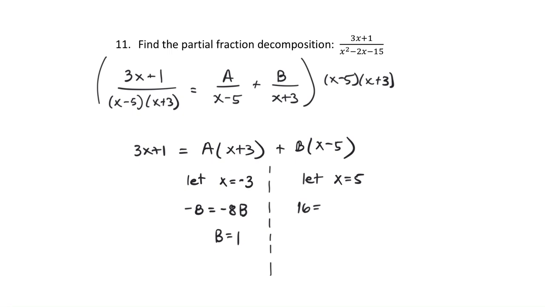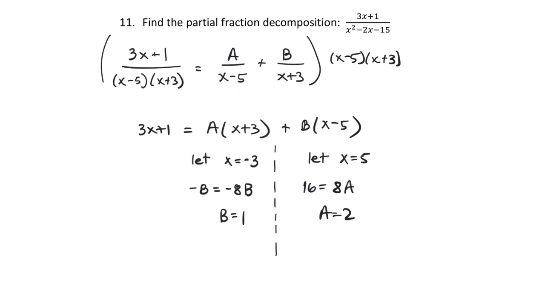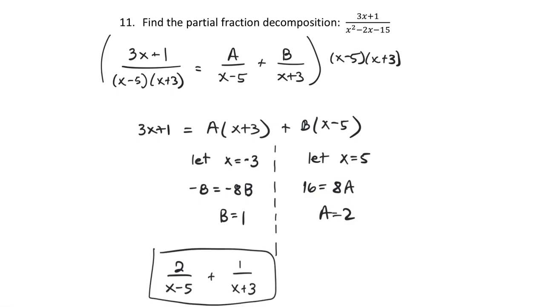5 plus 3 is 8. 8 times a is 8a, and then 5 subtract 5 is 0, so b's gone on this side. That means a equals 2. So then if we plug 2 here for a and 1 there for b, the partial fractions become 2 over x minus 5 plus 1 over x plus 3.